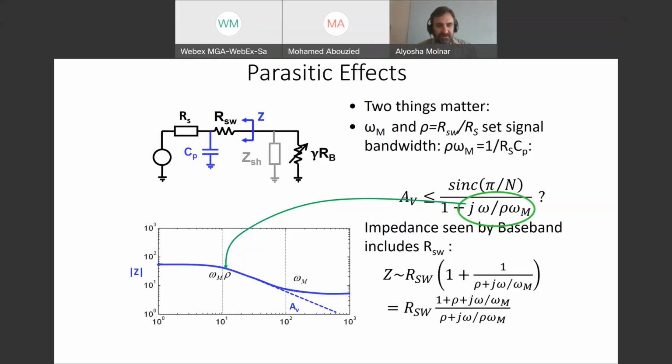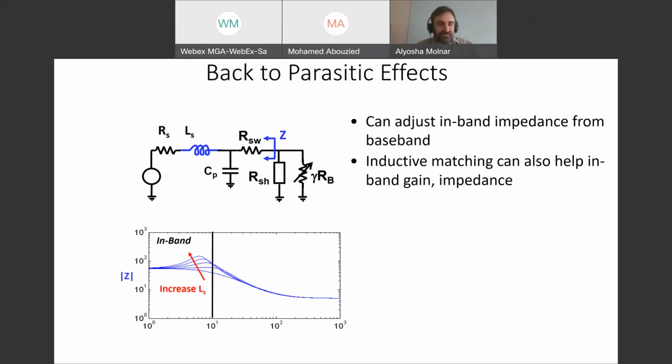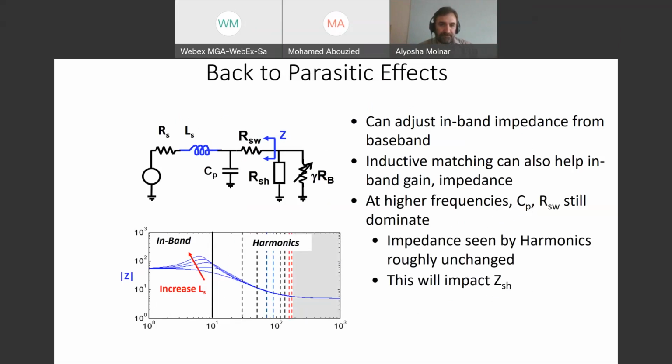However, the real problem turns out to be, and furthermore, I can resonate it, right? So I can play all of my historical sort of RF games to try to recover signal gain out near where that capacitance starts to dominate. The problem is that the loss mechanisms for these mixers are not just in band, but also all the harmonics. And so even if I play resonant games for my signal, my harmonics don't see that resonance unless I do some very fancy resonant network. And therefore, they still see that reduction in source impedance. And this will directly impact that shunting loss mechanism.